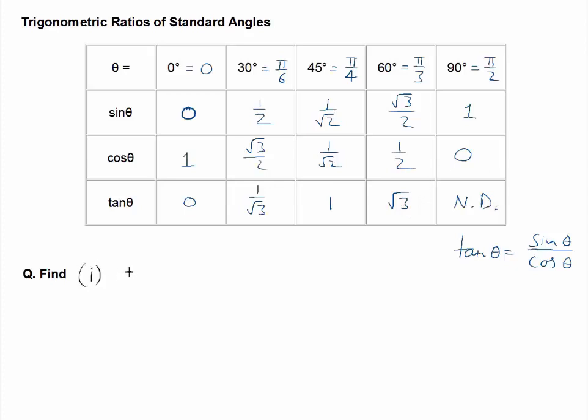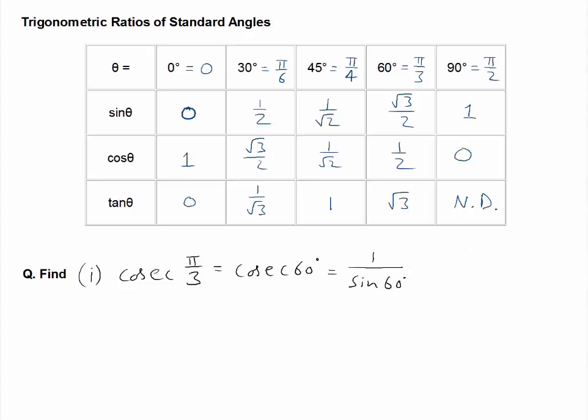So find cosec pi by 3. So we know cosec pi by 3 is cosec 60 degree, which is 1 by sine 60 degree. Now sine 60 is root 3 by 2. So this will give us 2 by root 3. So cosec pi by 3 is 2 by root 3.